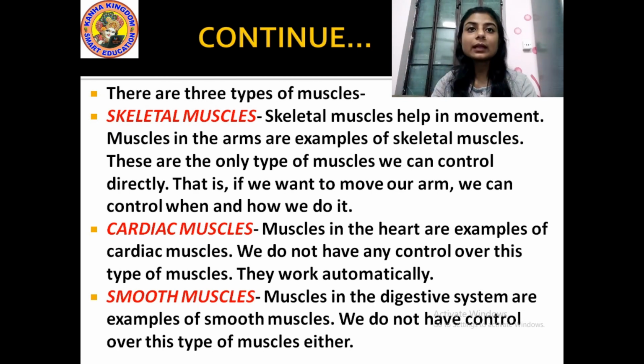Now what are cardiac muscles? Muscles in the heart are examples of cardiac muscles. The muscles that you have inside, like the stomach and heart, are considered cardiac muscles. We do not have any control over this type of muscles, and muscles over which we have no control are called involuntary muscles.